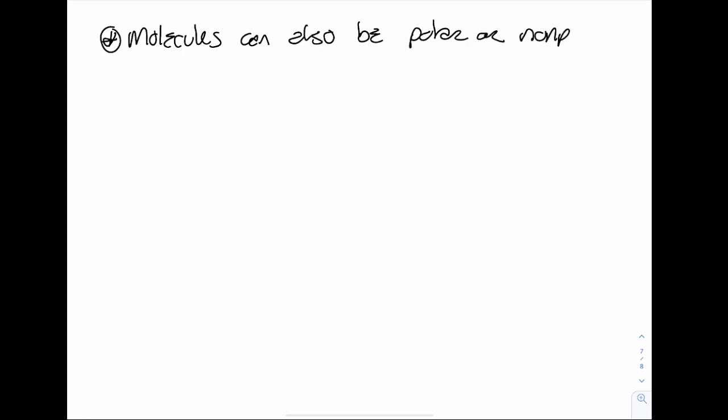And this is actually a pretty comprehensive topic. What we need to be able to do is draw the Lewis structure, determine the molecular geometry, assign bond dipoles, and then look to see if those bond dipoles are going to cancel each other out or sum together.